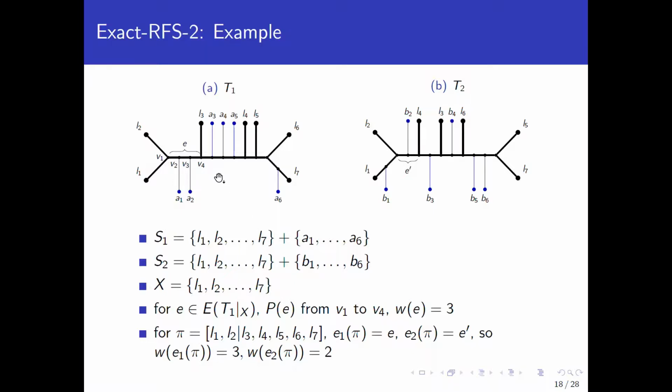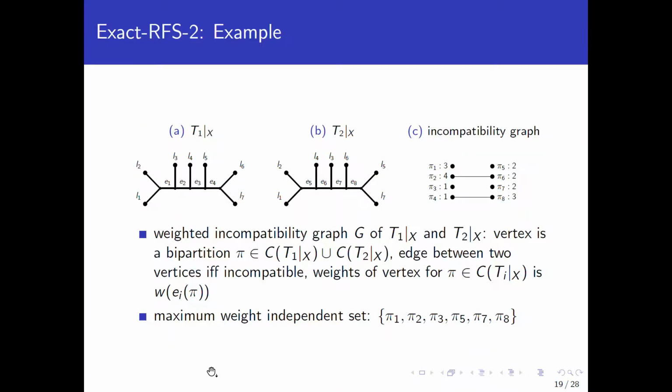The meaning of this weight is such that if we add the bipartition induced by this edge E to the backbone of the supertree and then attach the extra subtrees appropriately, then the supertree can include at most 3 bipartitions from T1. That is the bipartitions induced by the 3 edges on the path corresponding to E. Now we define the weighted incompatibility graph formally.